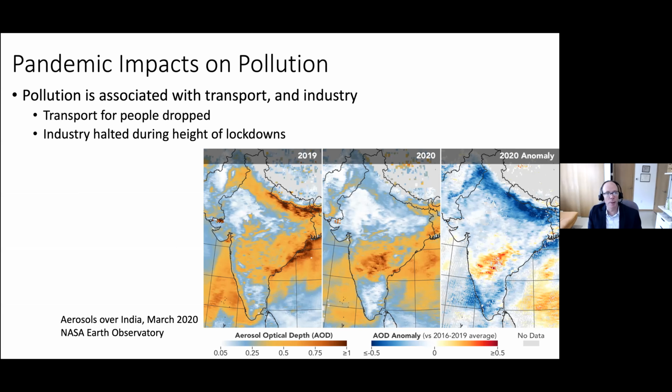So the other issue is that the pandemic has had impacts on pollution. Pollution's associated with transport and with industry. And of course, suddenly in March, the transport for people dropped pretty dramatically, and industry was halted during the height of lockdowns.